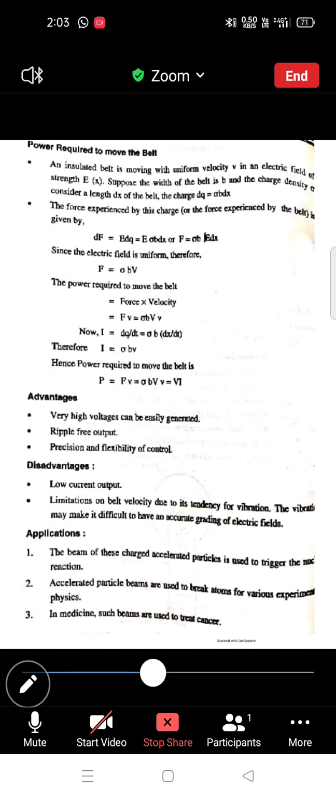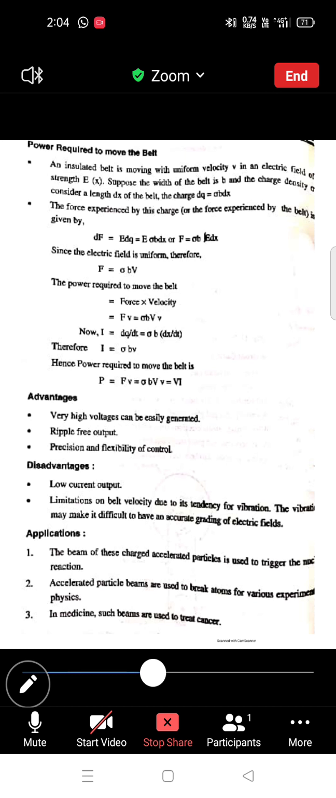And there are so many applications of this Van de Graaff generator. The beam of these charged accelerated particles is used to trigger nuclear reactions. These accelerated particle beams are used to break atoms for various experiments in physics, and also in medicine. Such beams are used to treat cancer. So there are many applications of this Van de Graaff generator.